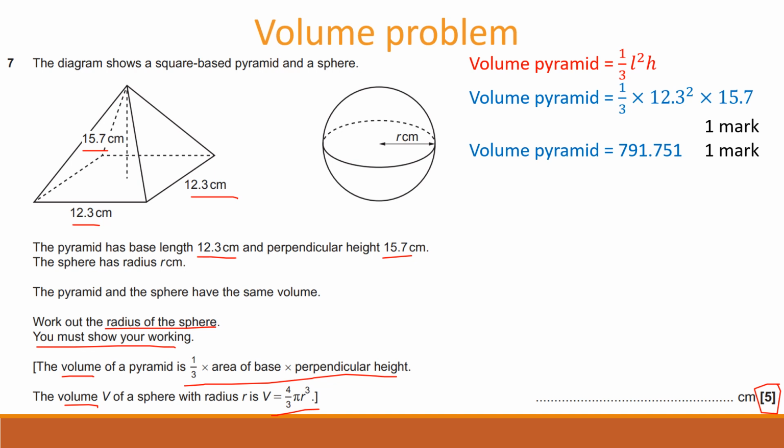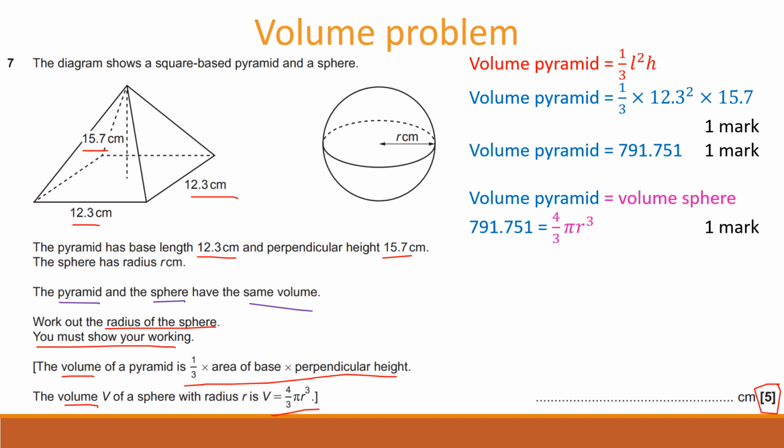Now you're told that the volume of the pyramid and the volume of the sphere are exactly the same. So the pyramid and the sphere have got the same volume. And we know down the bottom that the volume of the sphere is 4/3 pi r cubed. This answer we've just worked out is equal to 4/3 pi r cubed, for 1 mark. So we've got 3 marks so far, just from using the information in the question and taking key bits of information.